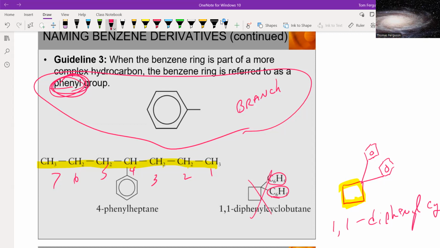And this confuses students all the time. Is it the base or is it a branch? Branch phenyl, base benzene. Now, when you see it written, you will not see it written like this. You'll see it written like that. Rarely you'll see C6H5. Rarely. So get used to writing it like this here.